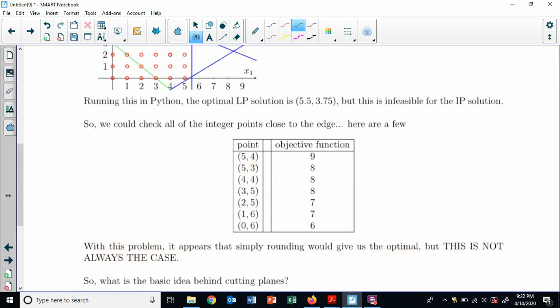This is not always the case. I put it in all caps. Not always the case, because that's usually sometimes a very bad idea, and we never want to assume things in math. So let's talk here.